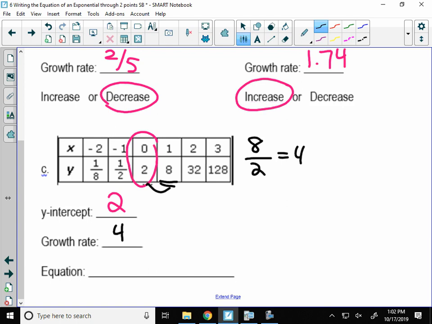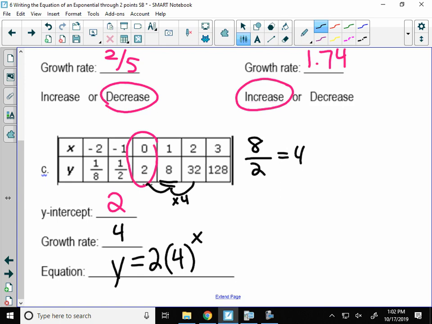Now you can check it by saying, okay, what's 8 times 4? 32. That was the next number, right? So I find the growth rate by taking one of the y values and dividing it by the y value in front. And that's my growth rate. So what is the equation here? Times 4 to the x.